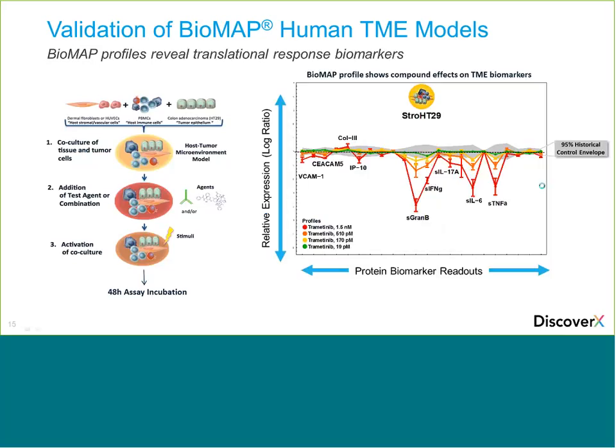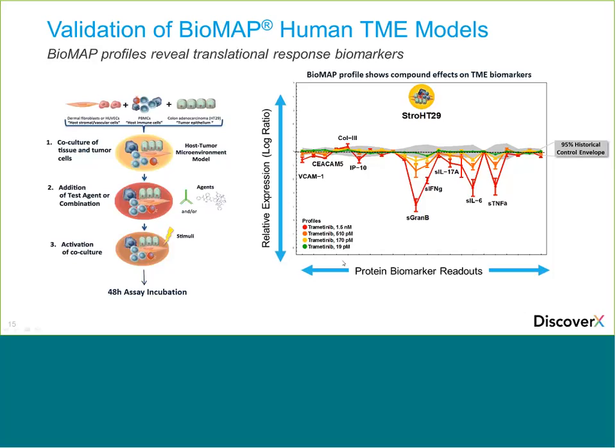And the end result of a profile using the BioMAP system looks something like this. So here we are looking at the STRO HT29, which is the stromal HT29 system, a BioMAP oncology system, as I mentioned earlier.